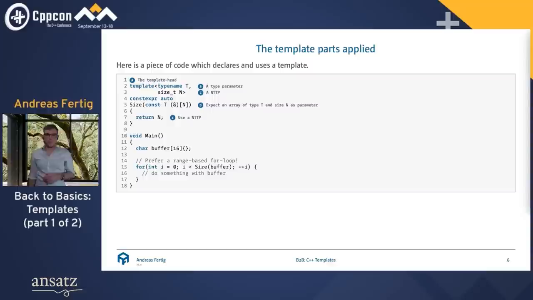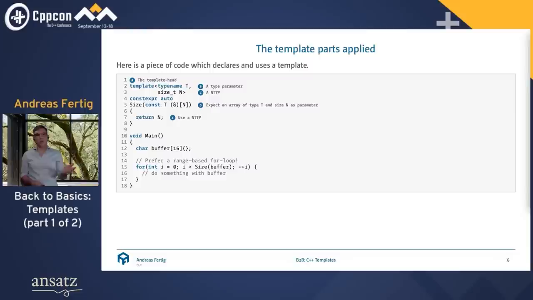So after all that introduction, here's a first sample of how templates look. It all starts with the template head, as shown here in A. It's introduced by the template keyword, followed by the opening angle bracket and closed by the angle bracket in line number 3. Inside these angle brackets, we now can specify type parameters, non-type parameters, or template parameters.